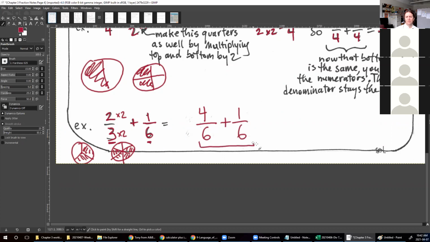Now my bottom numbers are the same, which is great. So I'm going to add 4 plus 1, which gives me 5. And the bottom number stays the same, 5/6. I'm hoping this is all making sense.